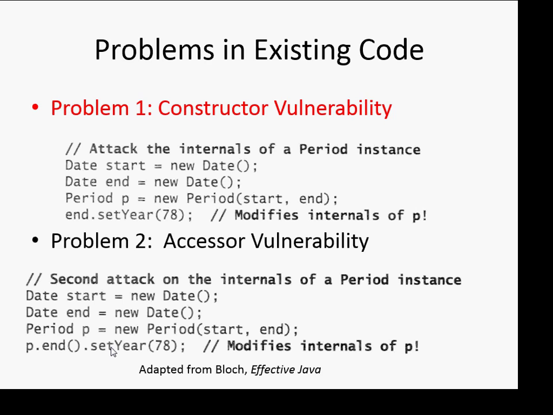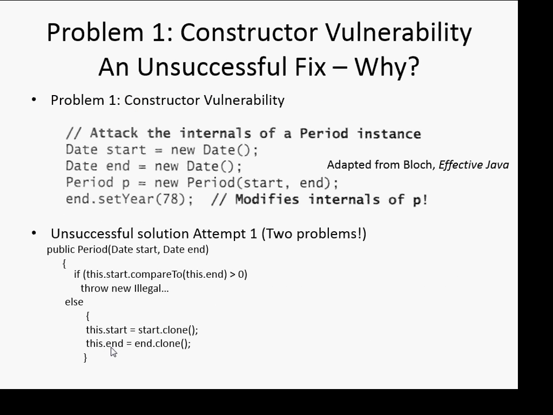So let's try to clone it. Let's try to deal with this constructor vulnerability. One idea would be to do this: we compare the two values, and then we clone them, and then we're off to the races. Since we clone them, we now have internal variables that are based on clones of these, and we don't have to worry that someone will modify them. What's the problem with this?